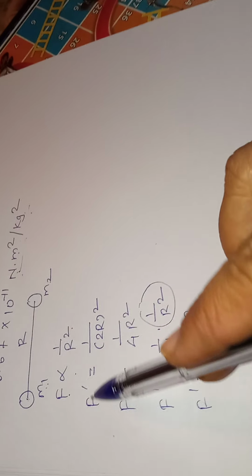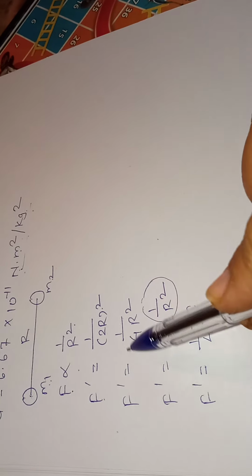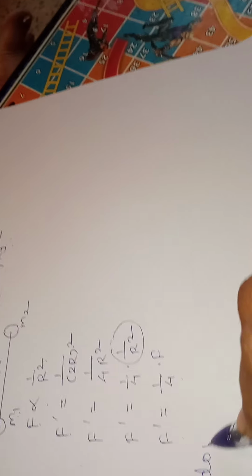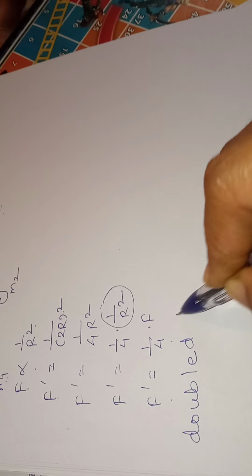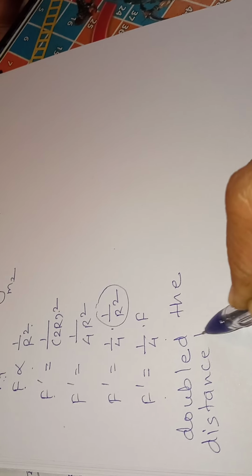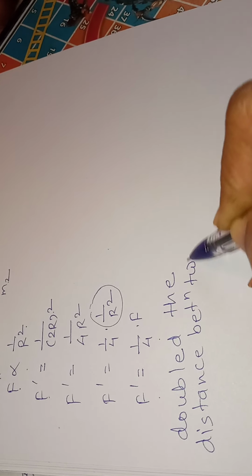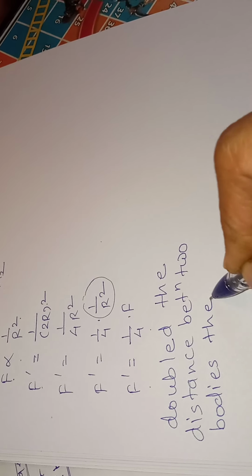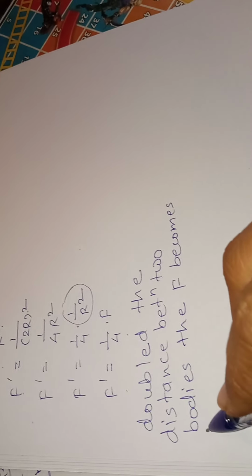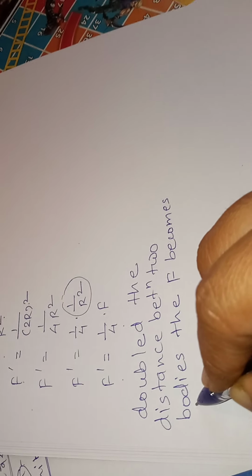From this we can conclude that if we double the distance between the two bodies, then the force of attraction between them becomes 1/4.